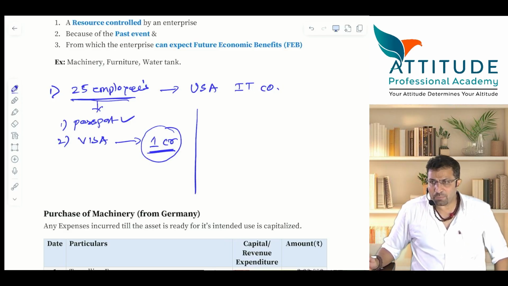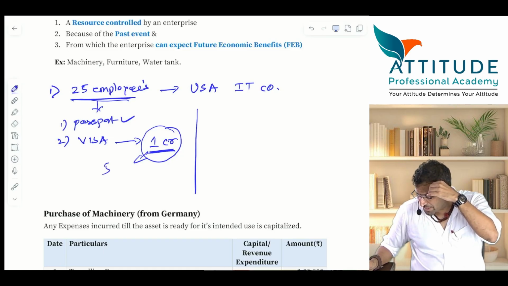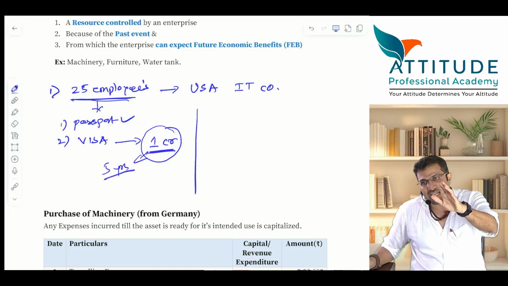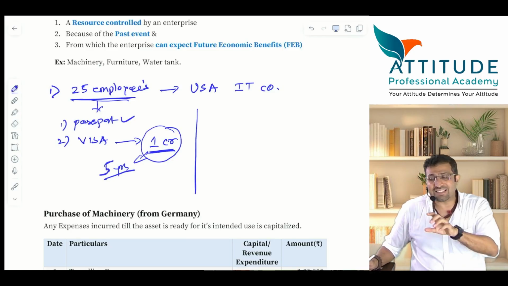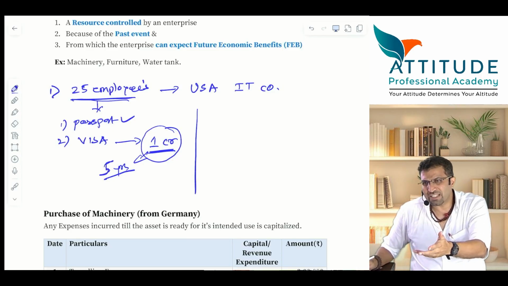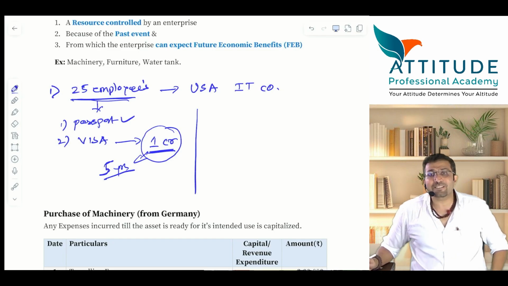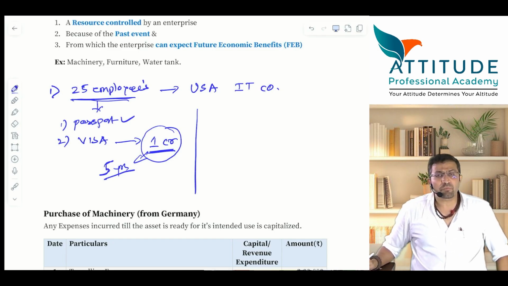The answer is yes. It is not a personal expenditure. It is a business expenditure, but whether it is a capital expenditure or a revenue expenditure? The answer is, sir, it is a capital expenditure because this is going to give you benefit for more than 1 year. Let us say this 1 crore visa is for 5 years. I'm just taking an example. I don't know the exact charges of the visa, and in reality nobody would give you a visa for 5 years, but just imagine here. I have spent this money for 5 years.